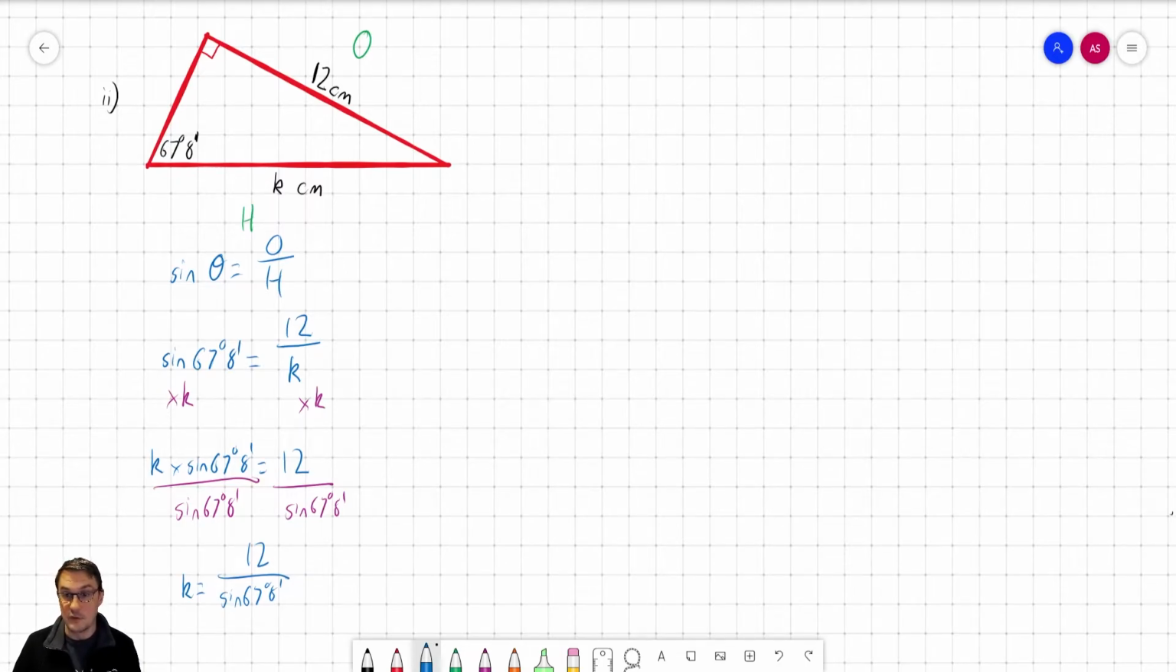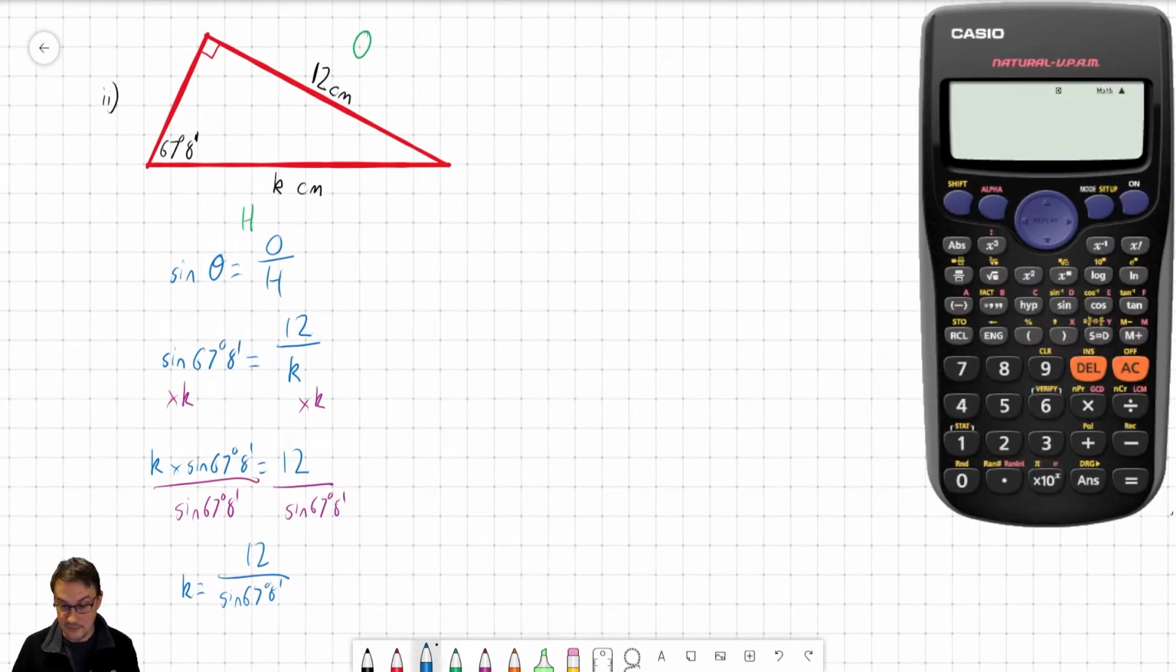So from here, what we then need to do is type this into our calculator to work out the value of k. On a calculator here, that's going to be 12 over sine 67 degrees and 8 minutes. I'm going to need to close the brackets here, and that's going to give me 13.02. We've got k is equal to 13.02, and that's rounding to 2 decimal places, and that's going to be centimeters, and we just make a note of that here.